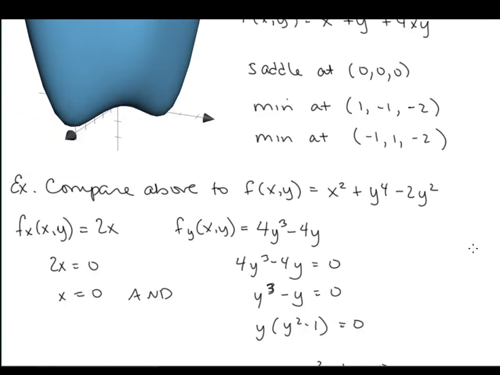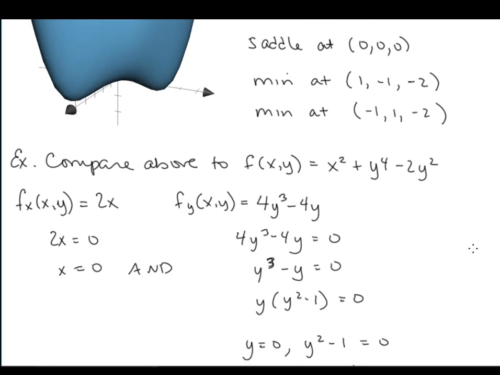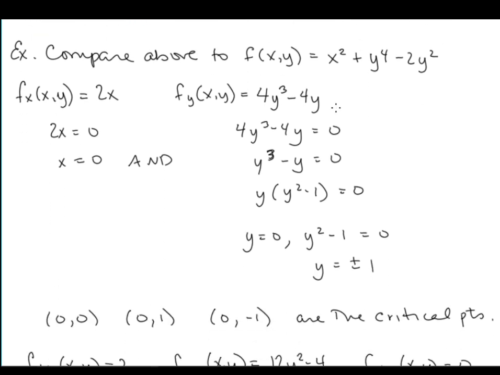Now I want to compare what was happening here to this example. Let's take a look at f of x, y equals x squared plus y to the fourth minus 2y squared. Same idea, we're looking for local extrema and saddle points. Our x partial is 2x, our y partial is 4y to the third minus 4y. Setting these both equal to 0, we get x equals 0 and y either equals 0 or plus or minus 1.